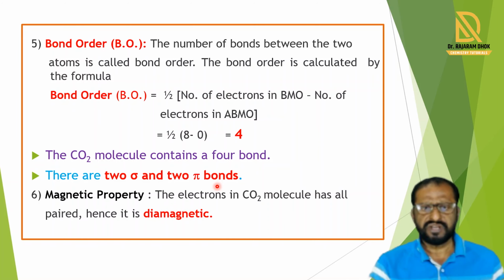Now we see the magnetic property of CO2 molecule. So in the MO energy level diagram, we have seen that in the molecular orbitals, all electrons are filled, all electrons are paired, and no unpaired electron is present, and so CO2 molecule shows diamagnetic properties.